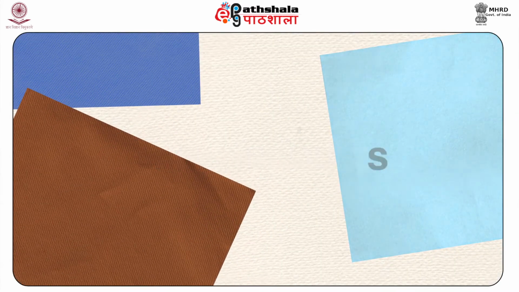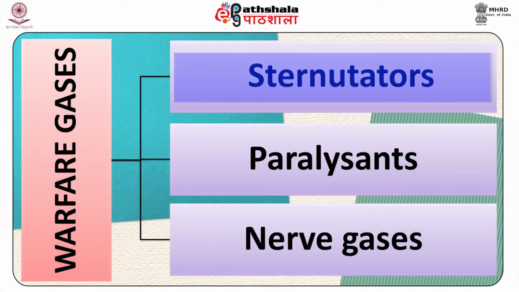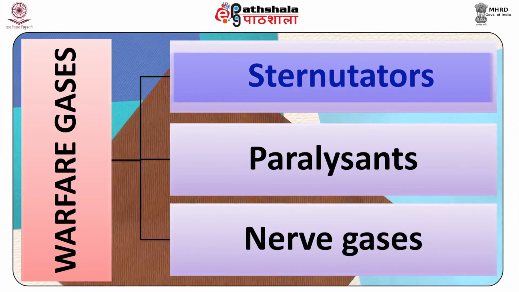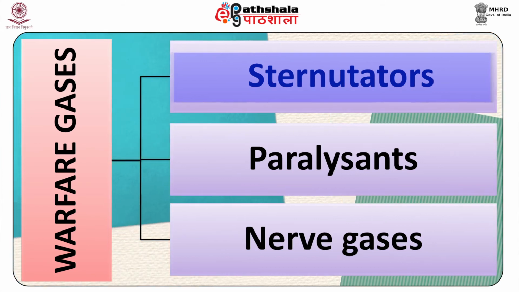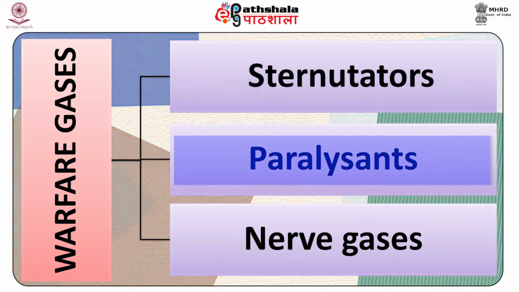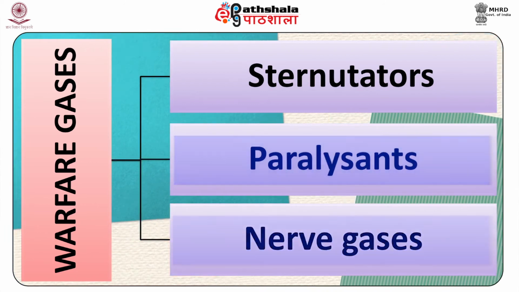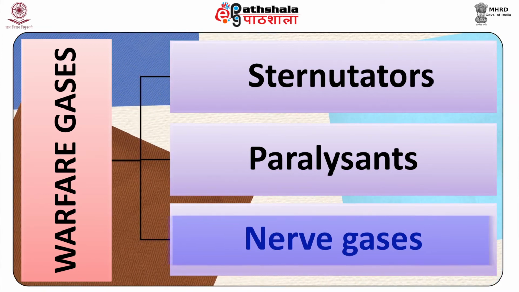Second, lung irritants. Chlorine, phosgene, and diphosgene are the examples of lung irritants. Third, vesicants. Example is mustard gas and lewisite. Fourth, sternutators. Example is diphenylamine chloroarsine, DM, diphenyl chloroarsine DA, diphenyl cyanarsine DC, etc. Fifth is paralysins, carbon monoxide and hydrogen sulphide. Nerve gases such as tabun, sarin, soman and VX.